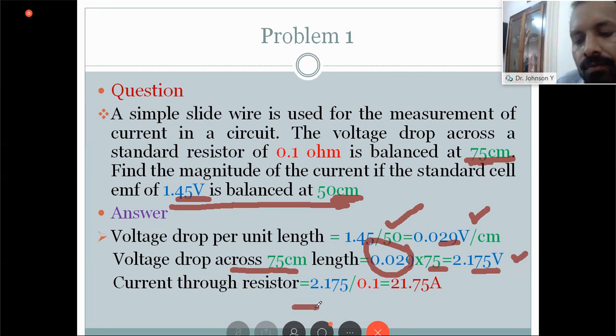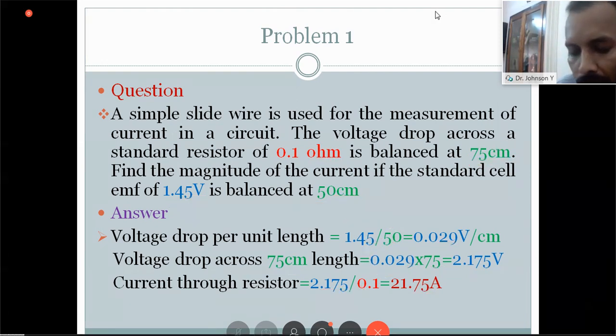We know the current is actually voltage by resistance. Voltage 2.175 corresponding to 75 centimeter, voltage is 2.175 volts. Then the corresponding resistance is 0.1 ohm standard resistance. If we divide, giving the ratio, that will give the current 21.75. That is a simple mathematical problem. If you practice it more later, then it's easily understandable, no problem.